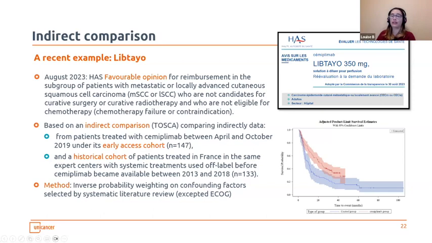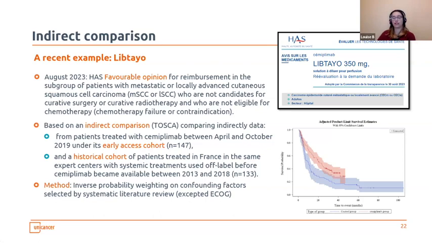A recent example is the Libtayo submission. Last August, the HAS in France gave a favorable opinion for reimbursement in the subgroup of patients with metastatic or locally advanced cutaneous squamous cell carcinoma who are not candidates for curative surgery or curative radiotherapy and who are not eligible for chemotherapy. This assessment was based on an indirect comparison called TOSCA, comparing data indirectly.